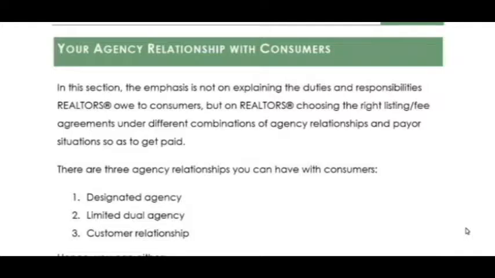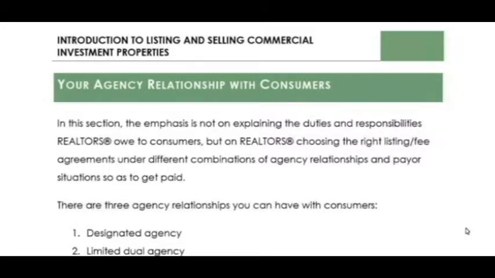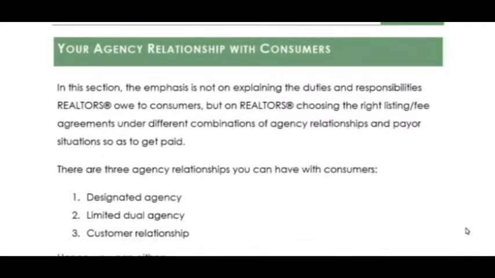Introduction to listing and selling commercial investment properties, your agency relationship with consumers. In this section, the emphasis is not on explaining the duties and responsibilities realtors owe to consumers, but on realtors choosing the right listing fee agreements under different combinations of agency relationships and payor situations so as to get paid.